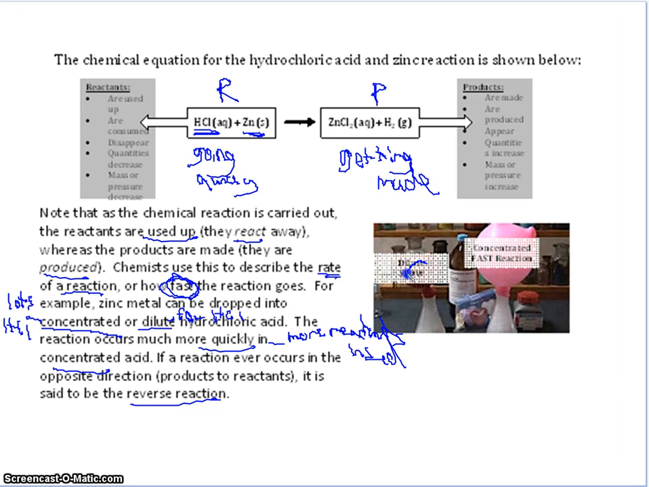See how it's a smaller balloon? This one's a bigger one. Well, it's producing hydrogen, which is gas. So this one is producing hydrogen faster. So it's getting more product faster. It's using reactant faster. So that's how they measure rate of reaction.